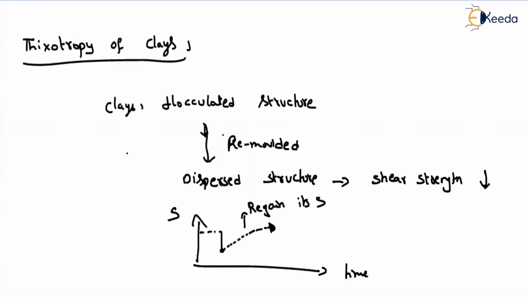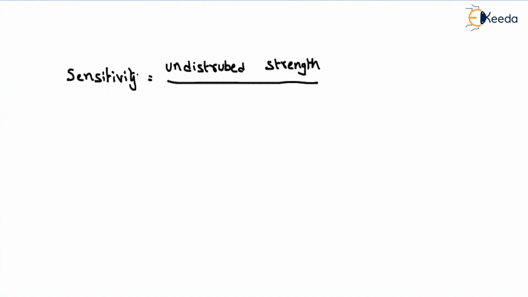And the sensitivity of the soils can be represented by using the undisturbed strength to the remolded strength. If I want to find out the sensitivity of the soil, then it is nothing but a ratio of shear strength, or I can say undisturbed strength to the remolded strength.